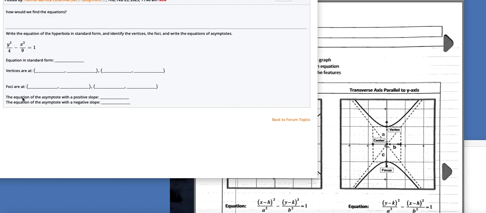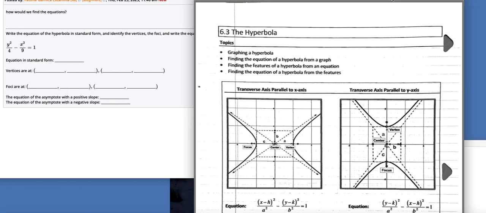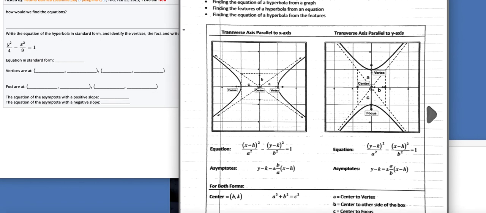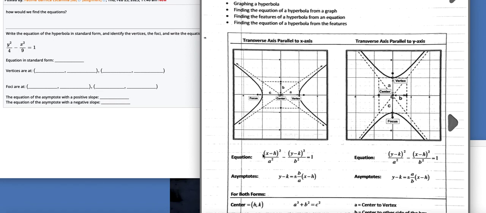Okay, so for this one, you're asking how to find the equations of these asymptotes. If we go to the course notes, we have two styles for our hyperbola. We have where it leads in y, so that's where everything's going to run transverse y, and we have one where it leads in x, and everything's going to run transverse x, the focus and the vertex.